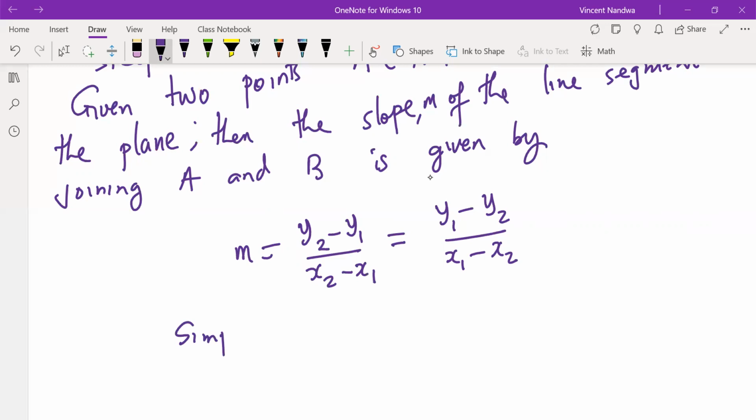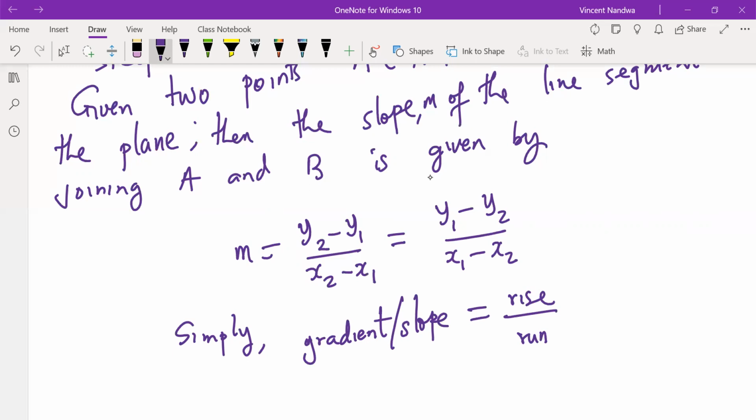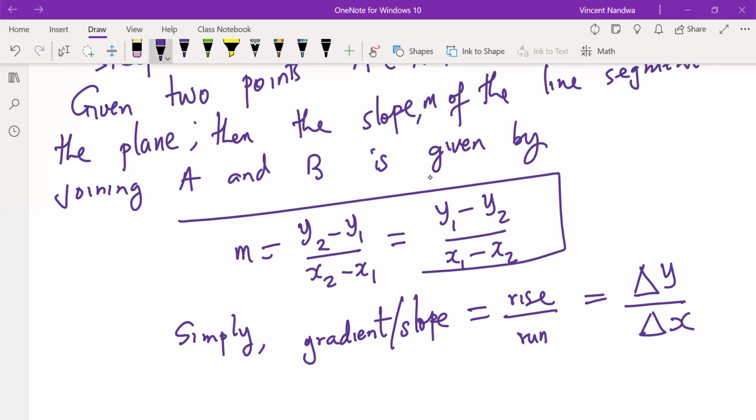Simply, gradient or slope is rise over run, which is actually change in y over change in x. So this is the definition of gradient. So note the symmetry: y2, y1, x2, x1, or y1, y2, x1, x2.